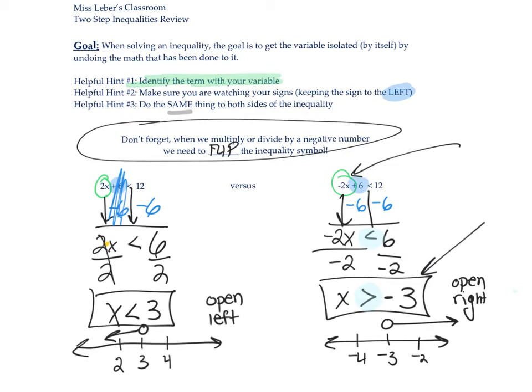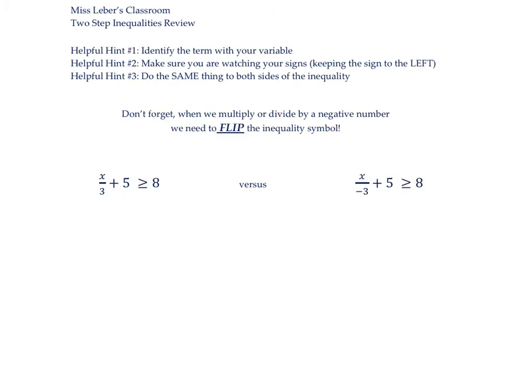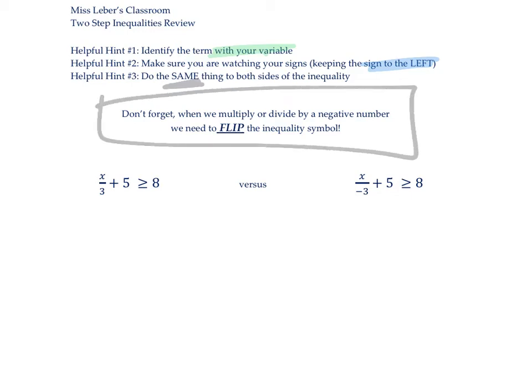Alrighty, so on the next screen, you're going to see two examples that are going to be super similar to when we did our solving equations. Just like on the last slide, I'm going to do the one on the left, and I'll have you pause and do the one on the right. So let's take a look again using that same process of identifying the term with our variable in it, watching our signs to the left of our terms, and making sure to do the same thing on both sides. Don't forget, when we multiply or divide by a negative number, flip the inequality symbol.